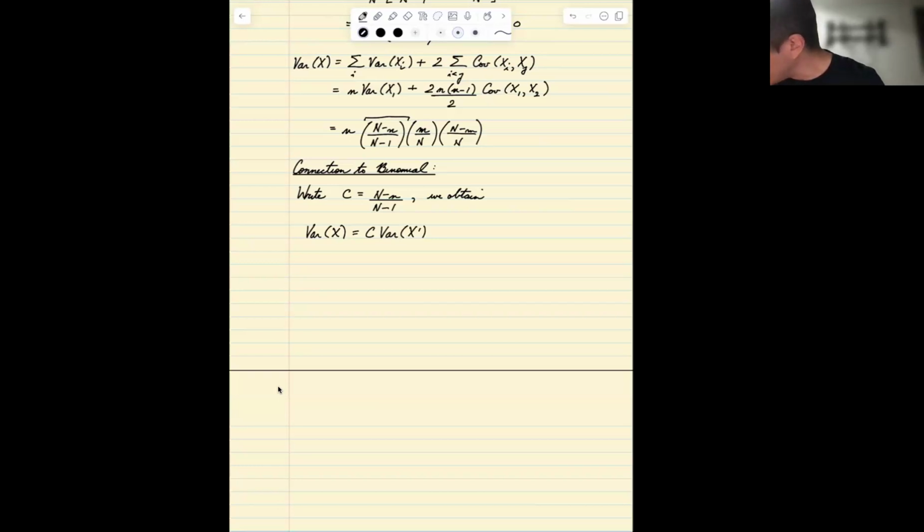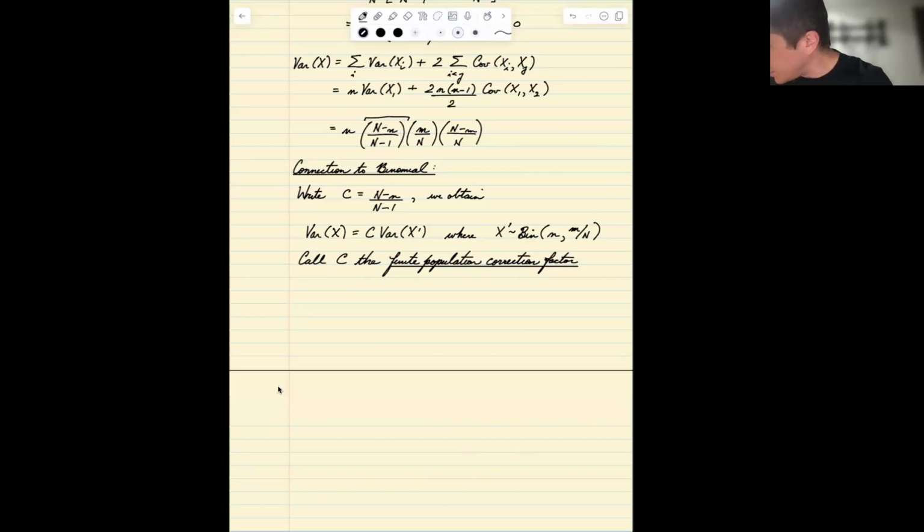Well, what is x prime? This is where x prime is binomial with n trials and success probability m over capital N. So we think of this constant C as the finite population correction factor. And note that the correction factor goes to 1 as N goes to infinity, which means that as the population gets bigger and bigger, we don't really need to correct for the finite population as much.